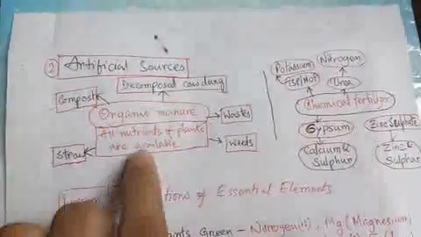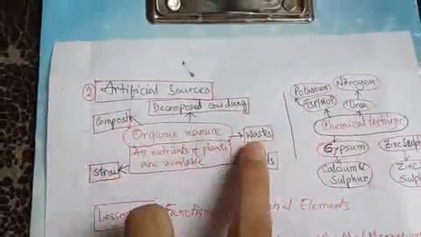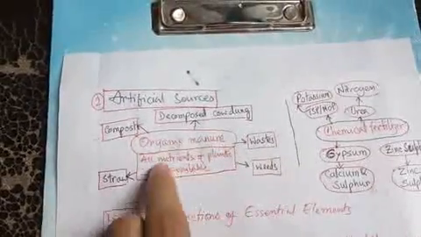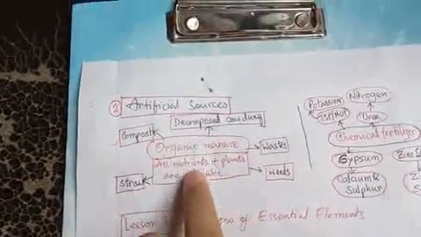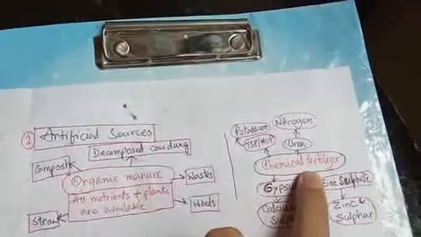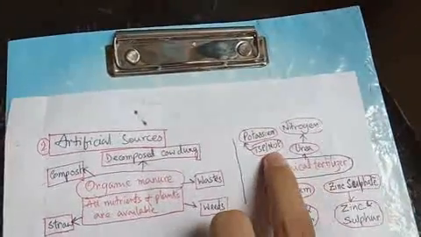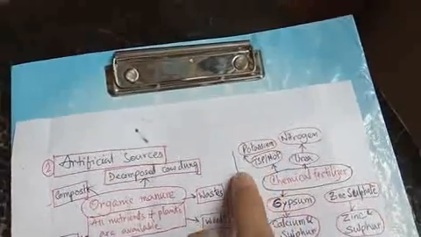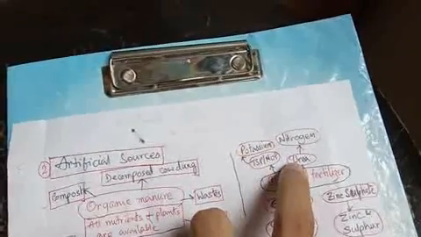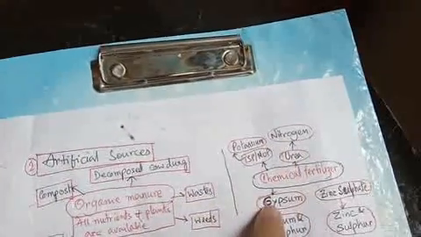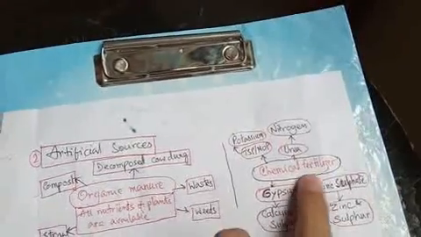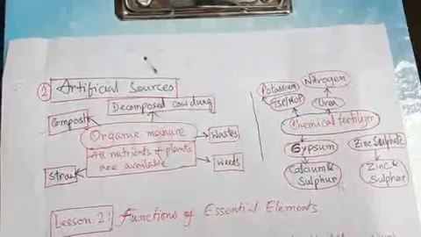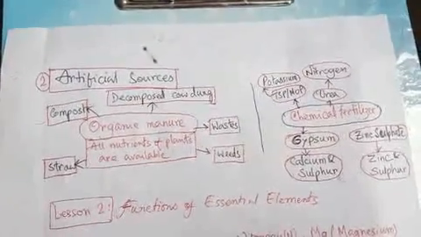Okay, then what are the artificial sources? Decomposed cow dung, compost, straw, waste, and weeds. These are organic manure. All nutrients of plants are available. Okay, organic manure. And chemical fertilizer. You have heard about TSP or MOP. We can get potassium, and urea. From urea we can get nitrogen, from gypsum we can get calcium and sulfur, and from zinc sulfate we can get zinc and sulfur. These are the chemical fertilizers. But you have to know the abbreviations: TSP is triple superphosphate, and MOP is muriate of potash.